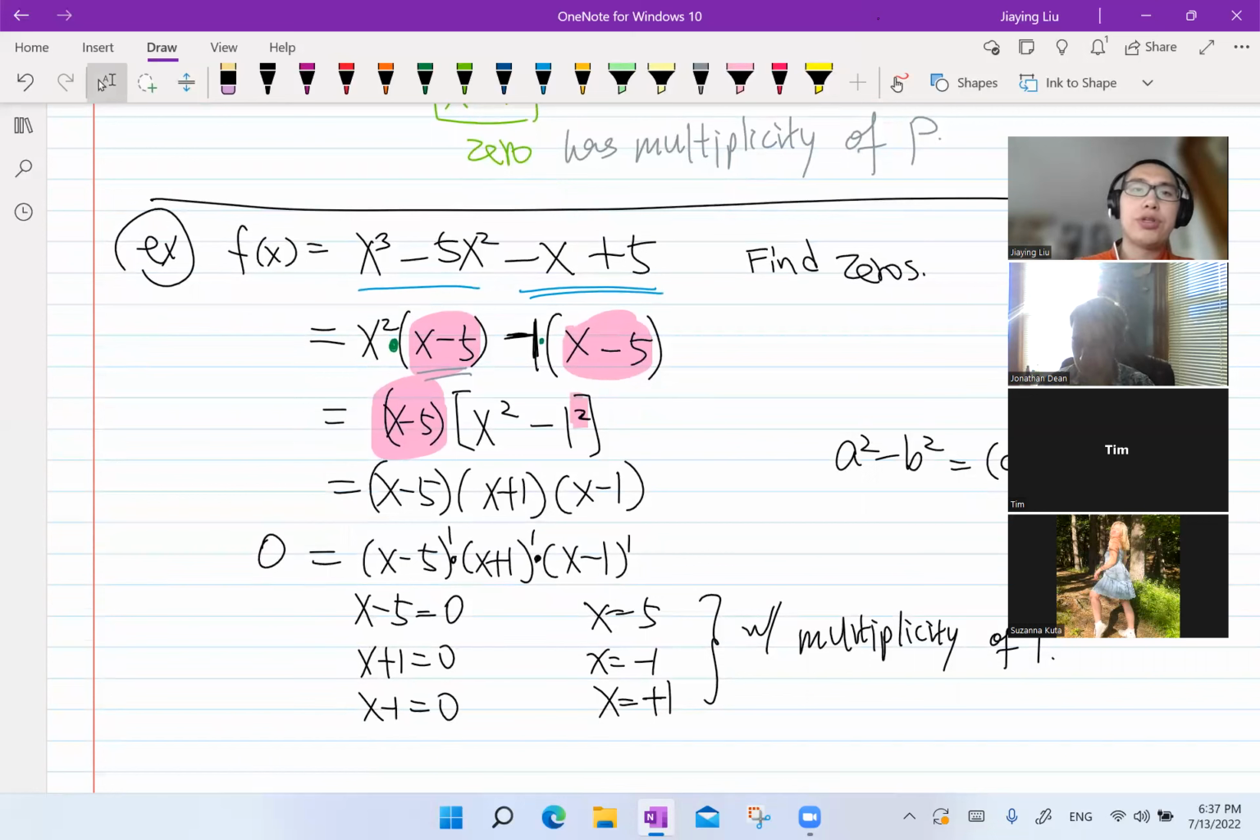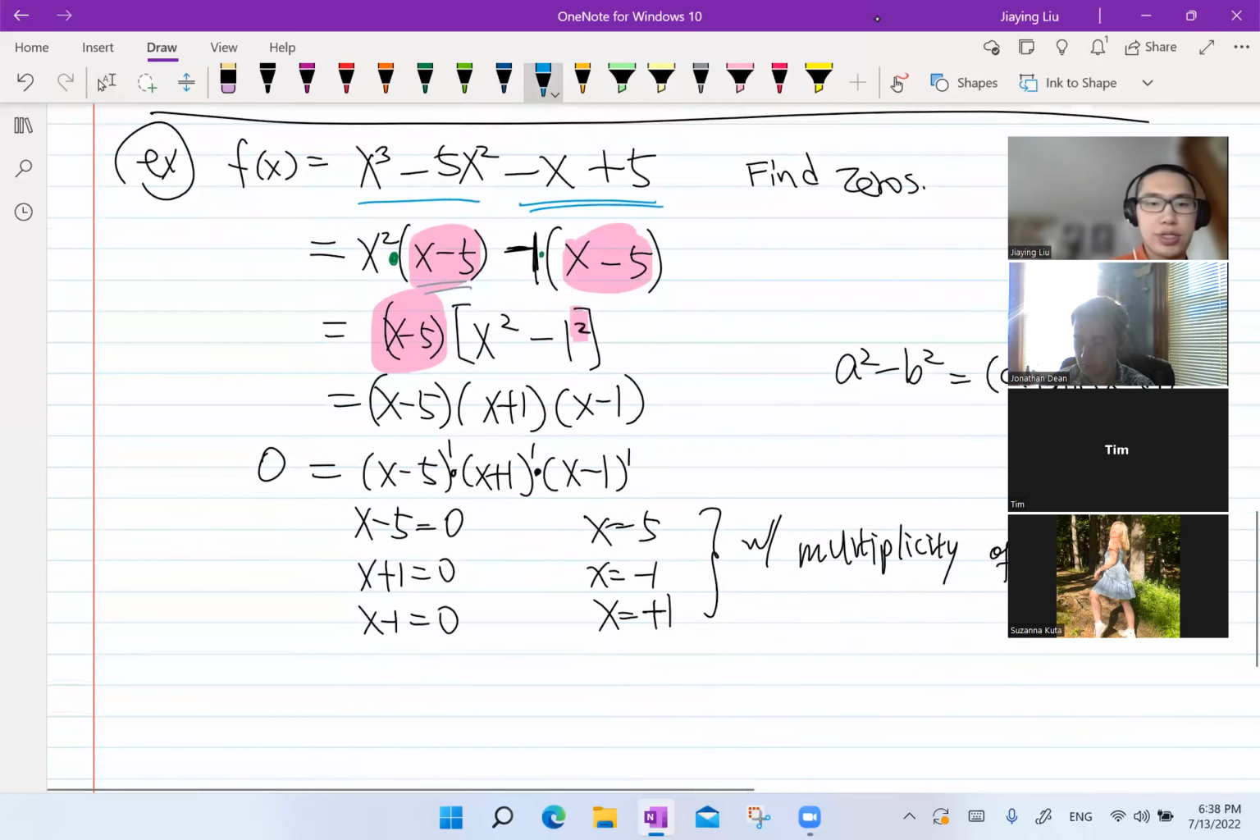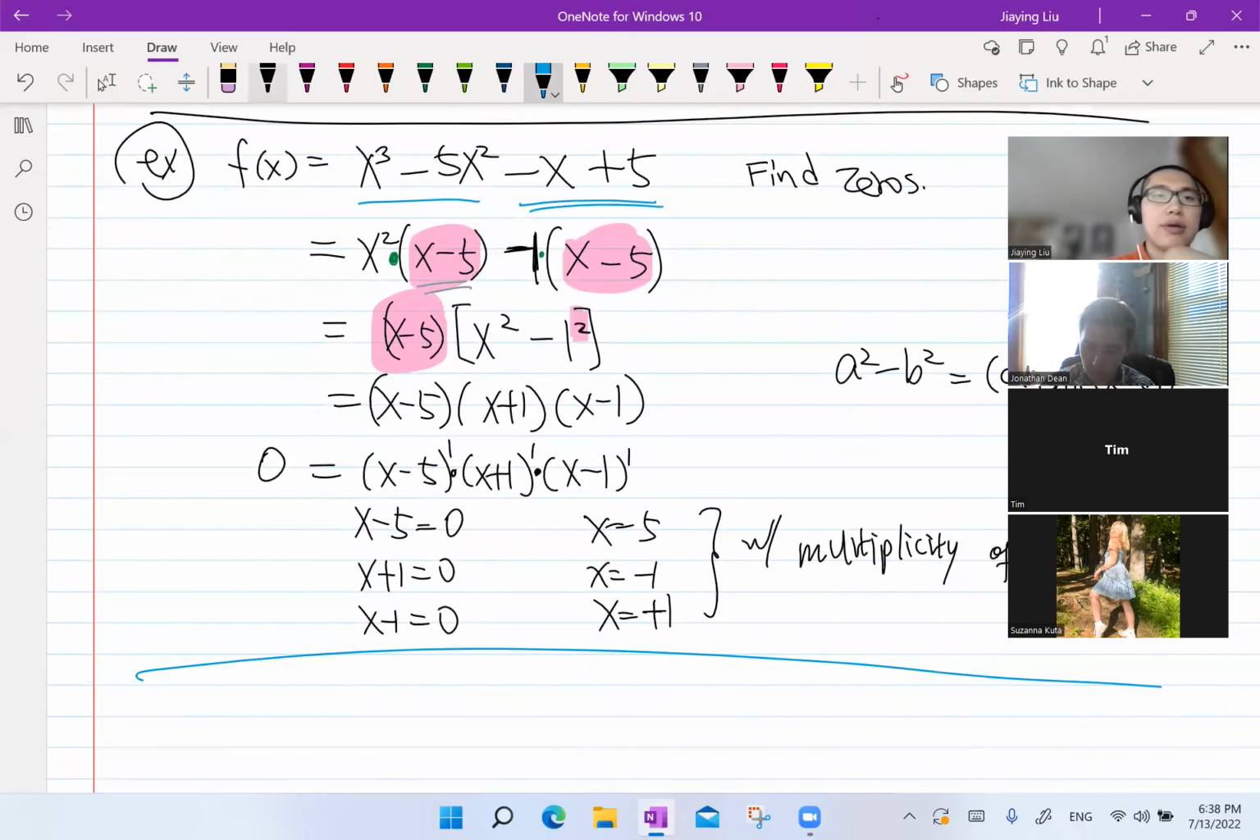I also want to show that earlier in the previous problem, I set the function equal to 0 in the beginning, but here I factored the function first and then set it equal to 0. It really doesn't matter when we set it equal to 0 if we try to find the zeros. You can factor first and then set it equal to 0, or do it the other way around. All right, good questions.